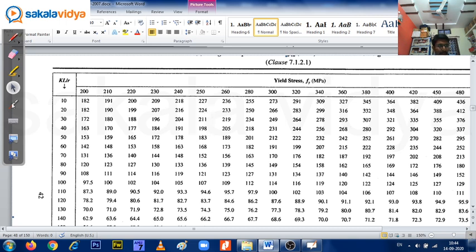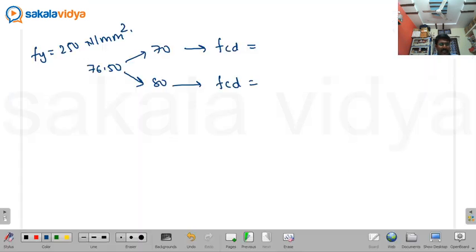For 70, for 250, what is the value of FCD? It is 152. Again, for 80, for 250 yield stress, what is the value of FCD? That is 136. So by using this table, we write these values: 152 Newton per mm square and 136 Newton per mm square. Our value lies in between them, so we use the interpolation method.